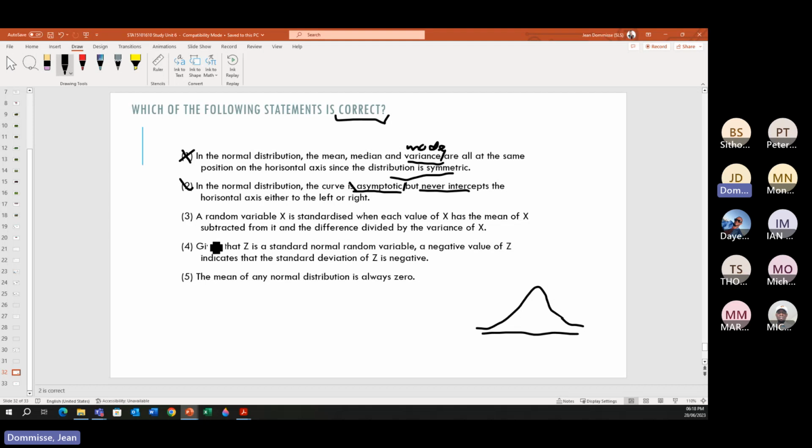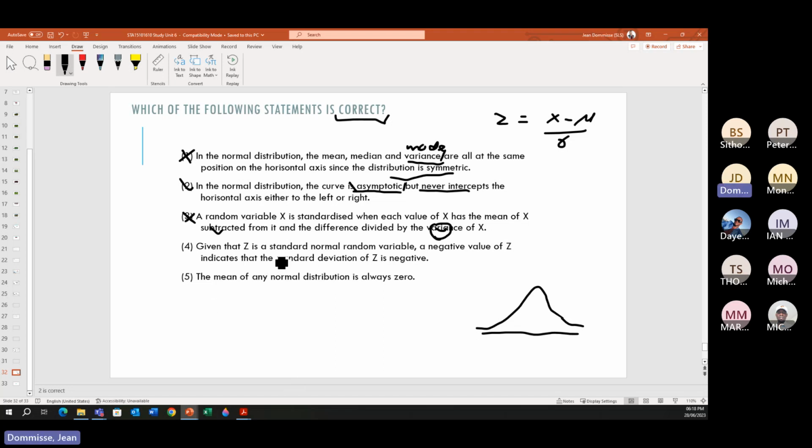Let's just look at the other three and why they are also incorrect. So random variable x is standardized when each value of x has the mean of x subtracted from it, and divided by the variance. So that should have been standard deviation, then it would have been fine. And again, just as the formula is here, we subtract the mean, but it should be just standard deviation and not variance. So that is why that one is wrong.